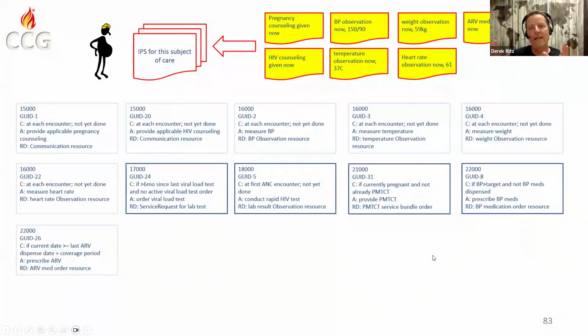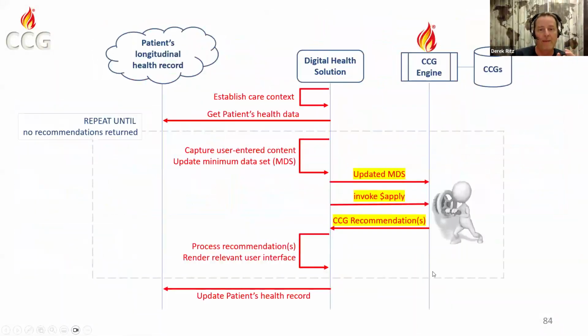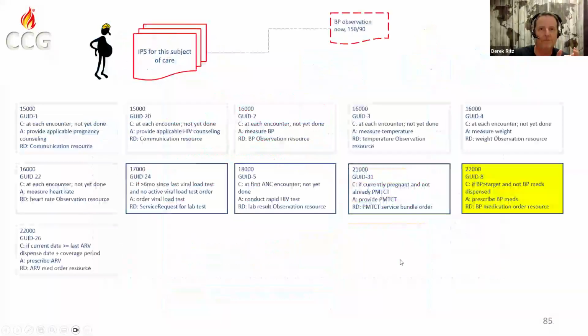Well, now that information that we collected gets fed into an updated patient summary, and then we update that information to the CCG engine, invoke $apply, and get back a new set of recommendations. So Mosa's blood pressure was actually elevated. And we recorded that, and then we sent that updated information into the CCG engine.